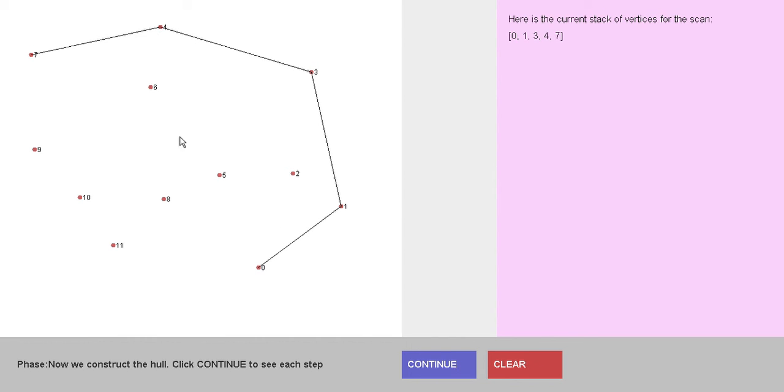Same is going to go with the 7. We're going to have to pop the 6, push on the 7. The 8, we're going to push that on. 9's going to take it off. 10, 11, and we're home free. So that's our stack, and we have created a hull.